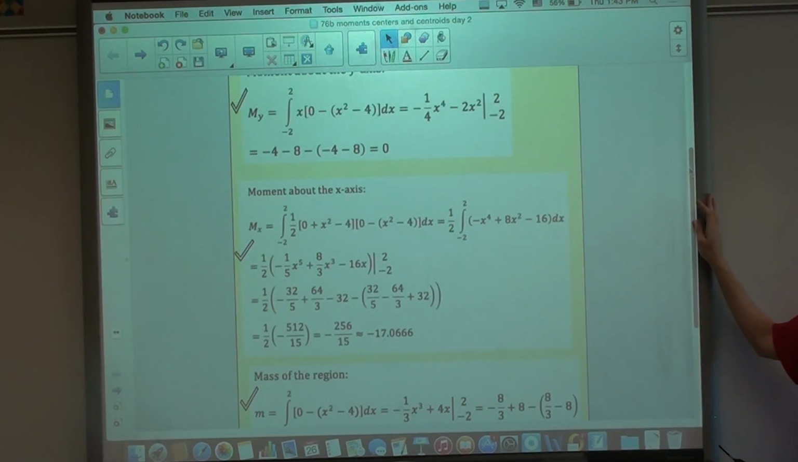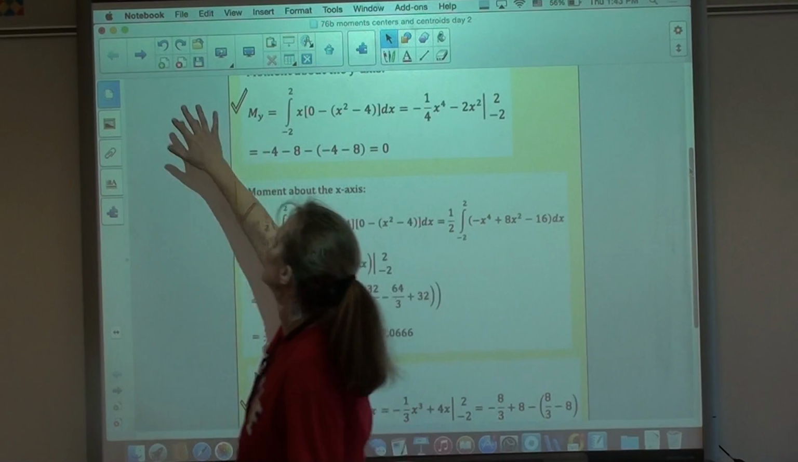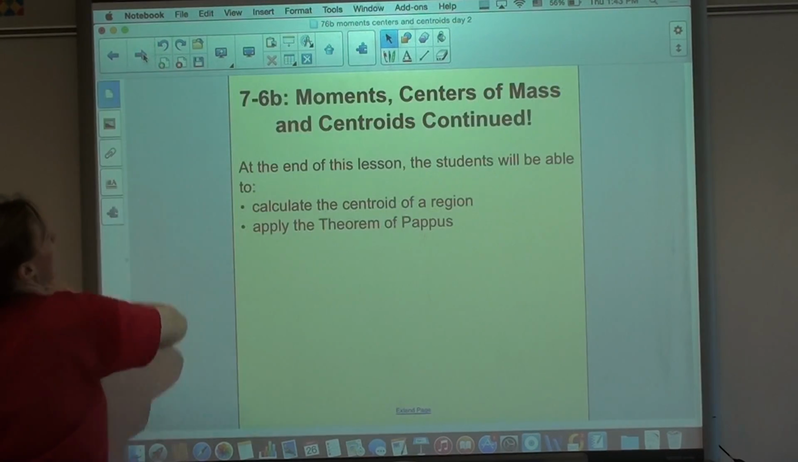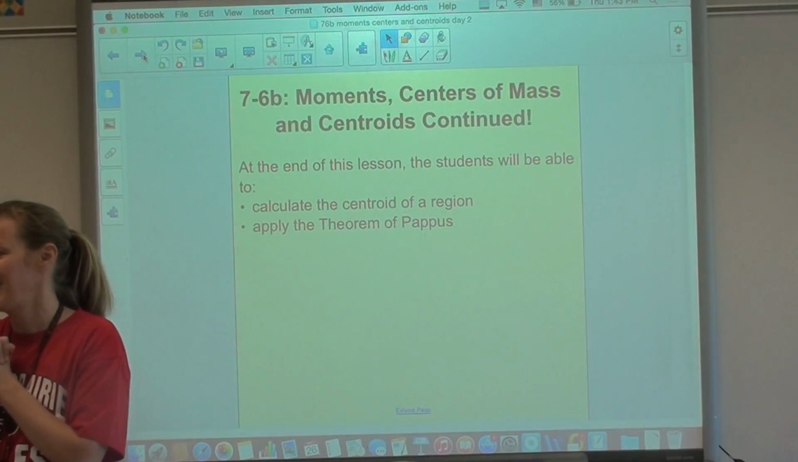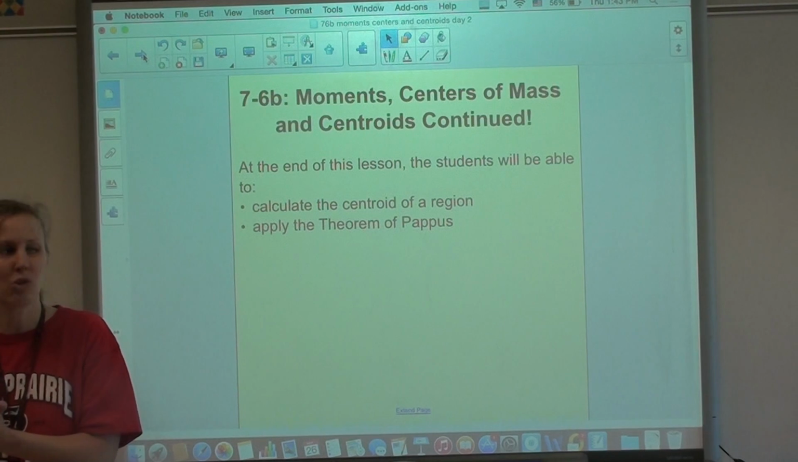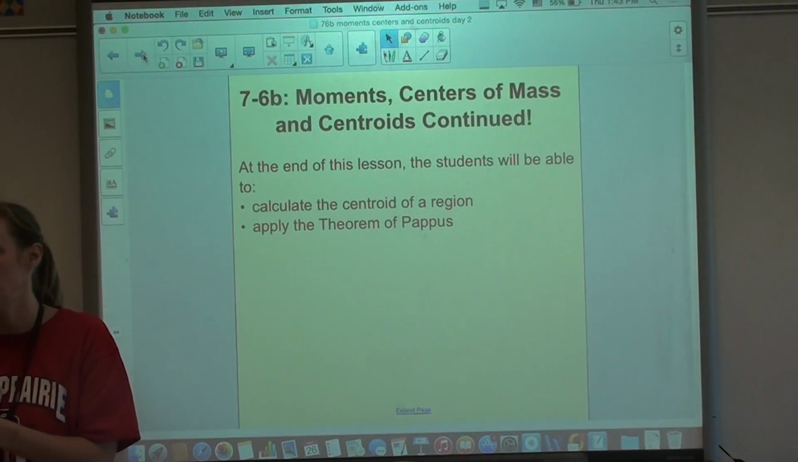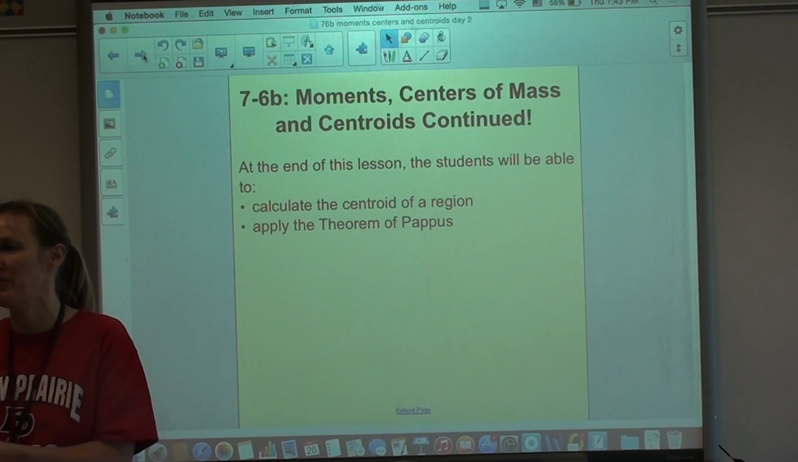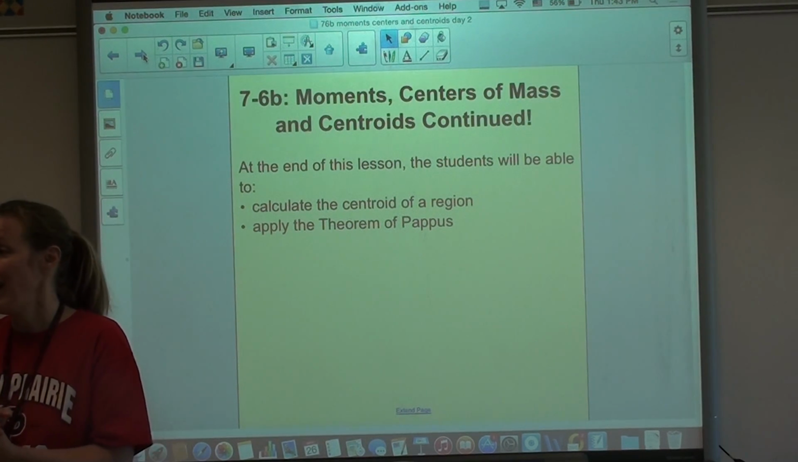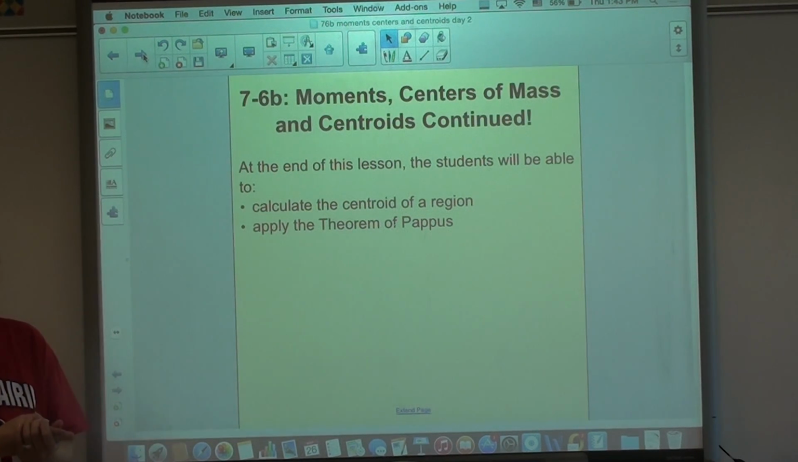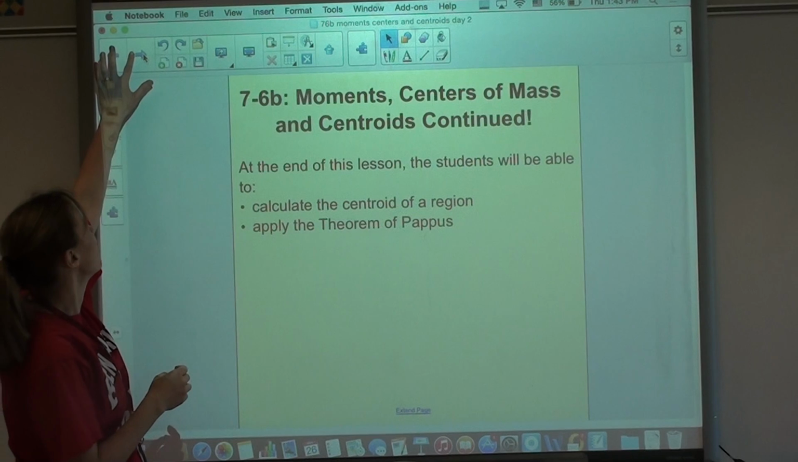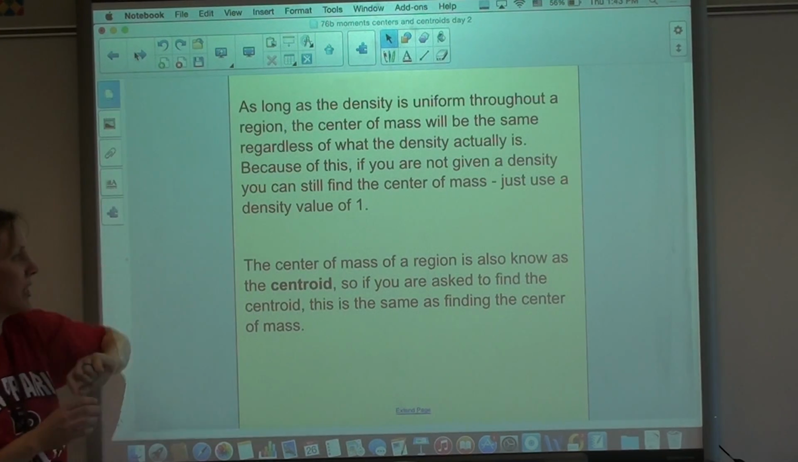Okay, everyone okay? All right, all cell phones away, all laptops closed, all distractions gone. At the end of this lesson, you will be able to do 2 things. The first thing is calculate the centroid of a region, which you already know how to do, but we're going to do it once with a review problem and then once with a new type. And you're going to learn the theorem of Pappus today. Pappus. No relation to the Pope at all.